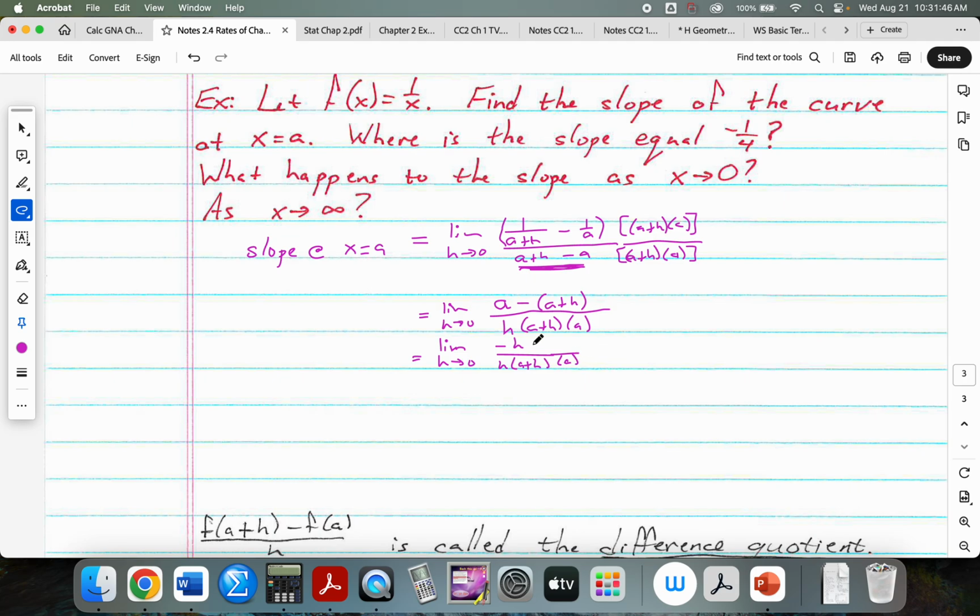And we do just like we did in the last one, divide by h. I can do that because h over h is always 1 except at 0, and I don't care what happens at 0 because this is a limit. Now if I let h go to 0, I've got negative 1 over a times a. I've got negative 1 over a squared.